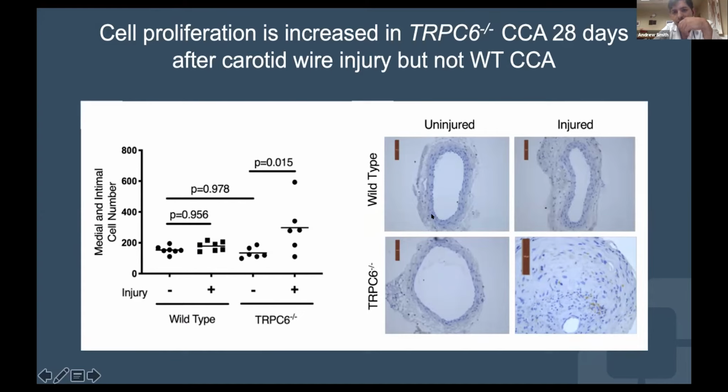We further assessed if active cell proliferation was present 28 days following wire injury using immunohistochemistry against Ki67. And what we found was that only in injured TRP6 knockout mice were there Ki67 positive nuclei, suggesting that in TRP6 knockout mice, there was evidence of ongoing cell proliferation after injury.